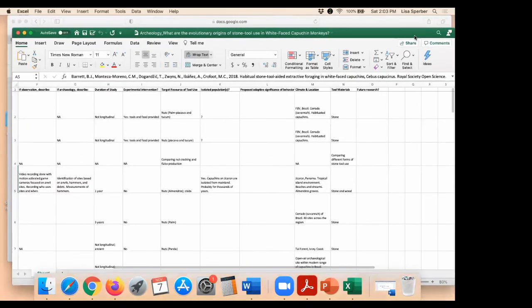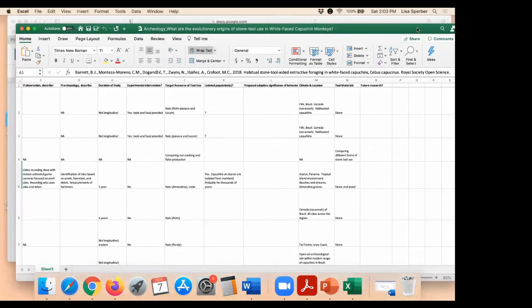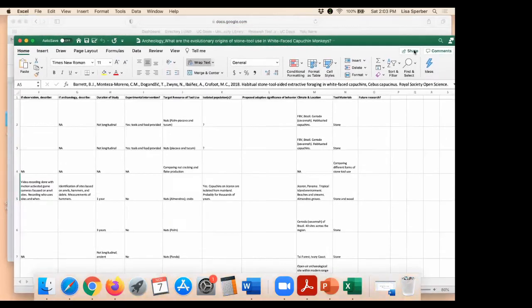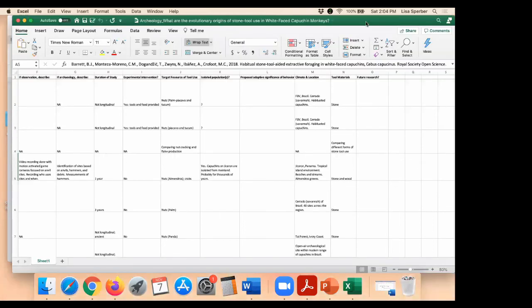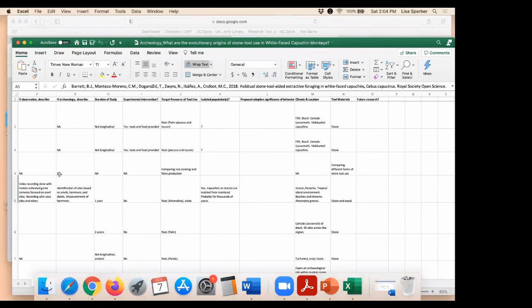Here's another sample that wasn't working to share through Google Docs, but this is a graduate student I worked with last winter in archaeology. Her research question was, what are the evolutionary origins of stone tool use in white-faced capuchins, which I discovered are monkeys? So again, one of the reasons I love this approach is it works with all different kinds of fields.